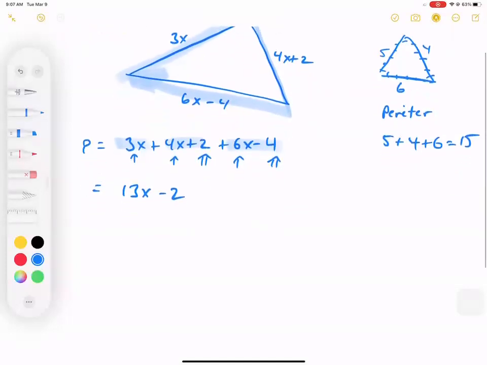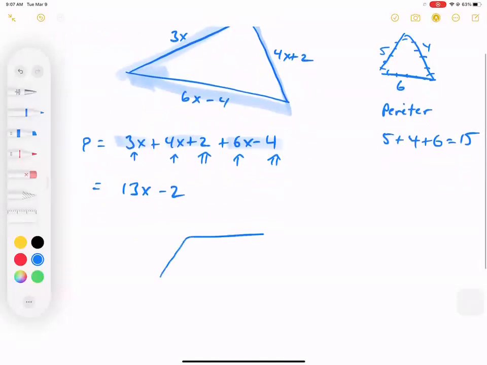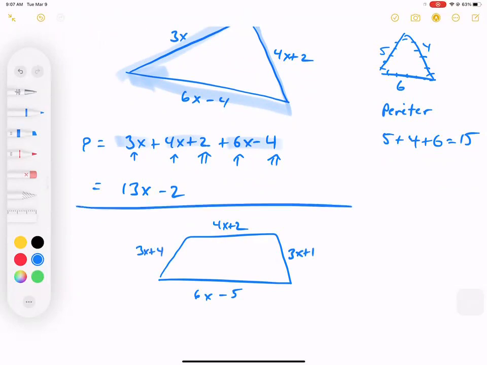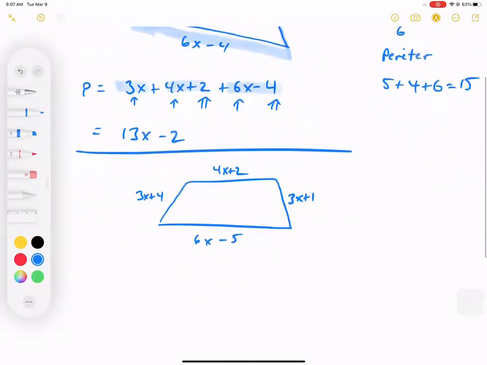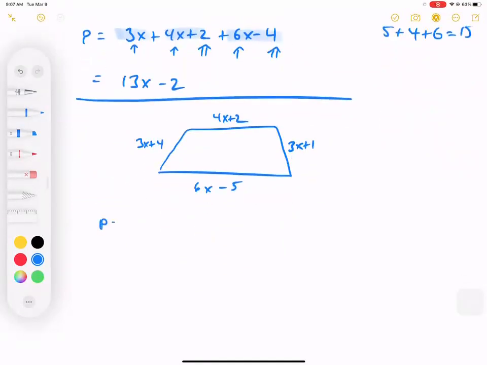Let's do one more just as we go through this. If I give you a type of quadrilateral here, let's say this is 4x plus 2, 6x minus 5. We'll call this 3x plus 1 and 3x plus 4, right? So what is the perimeter of this shape here, this quadrilateral? Well, we just add up the four sides. The perimeter is 3x plus 4 plus 4x plus 2 plus 3x plus 1 plus 6x minus 5.